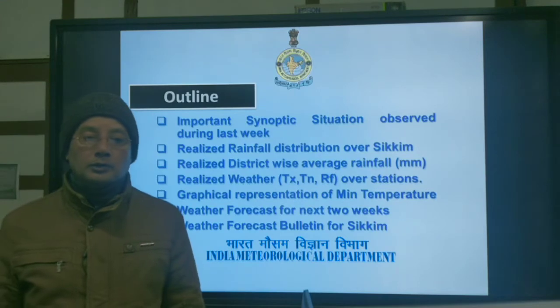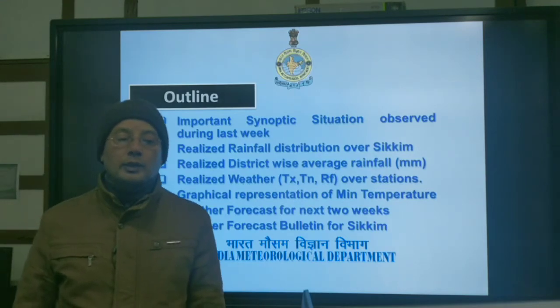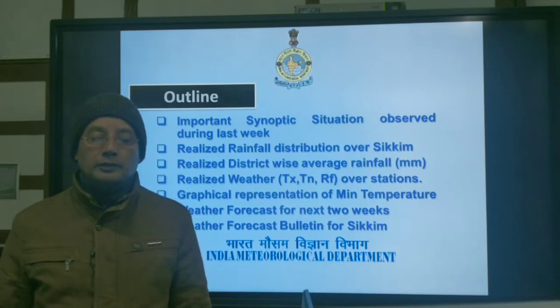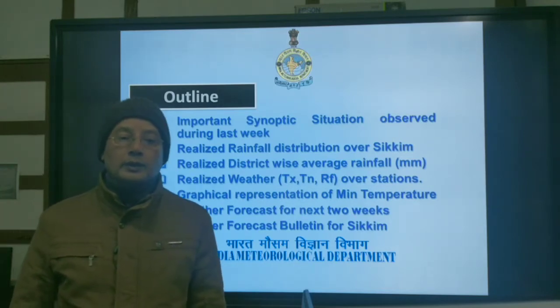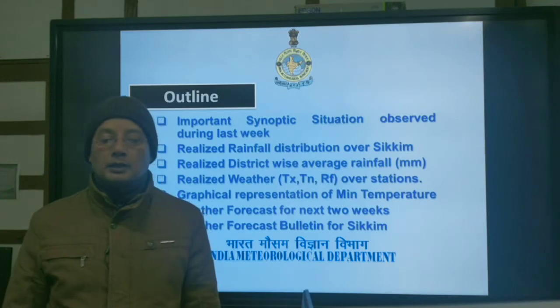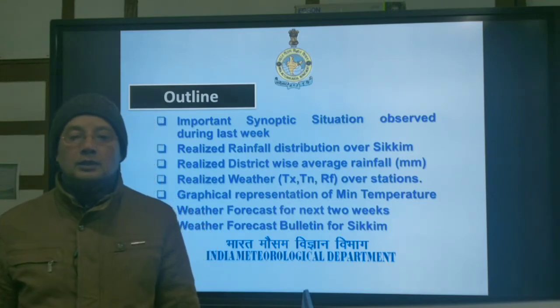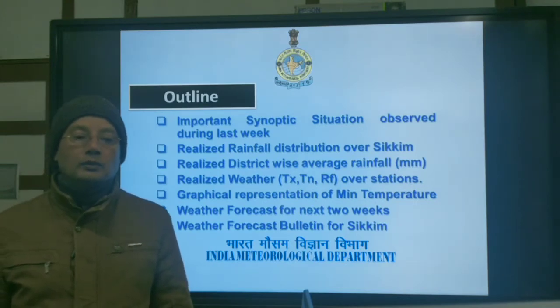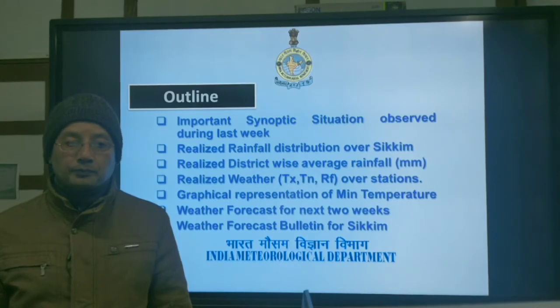Important synoptic situation observed during last week, realized rainfall distribution over Sikkim, realized district-wise average rainfall in millimeters, realized weather, that is maximum, minimum and rainfall over various stations, graphical representation of minimum temperature, weather forecast for the next 2 weeks, and weather forecast bulletin for Sikkim.